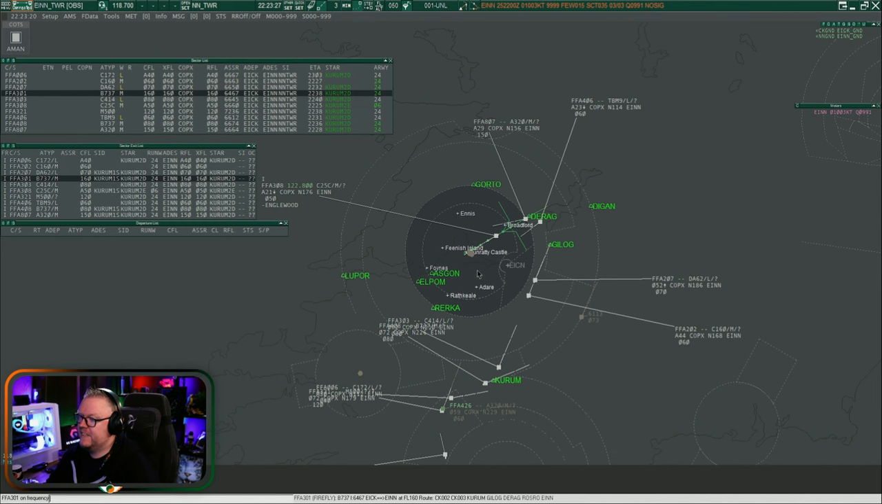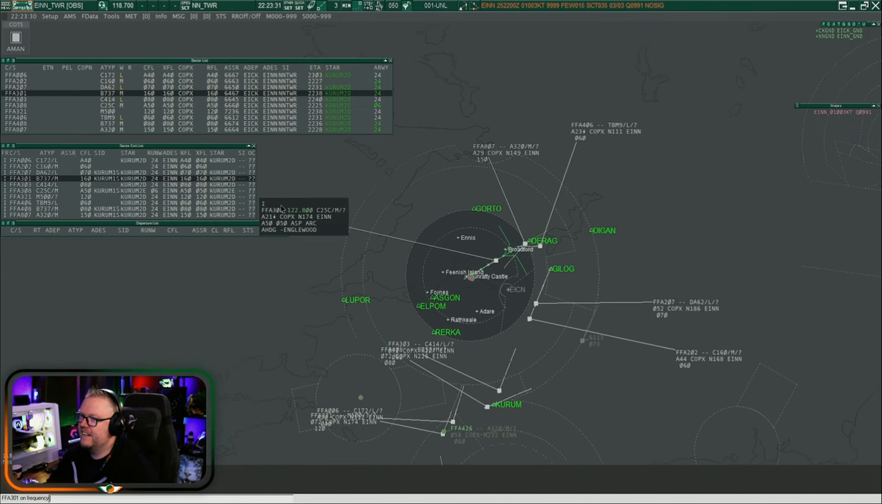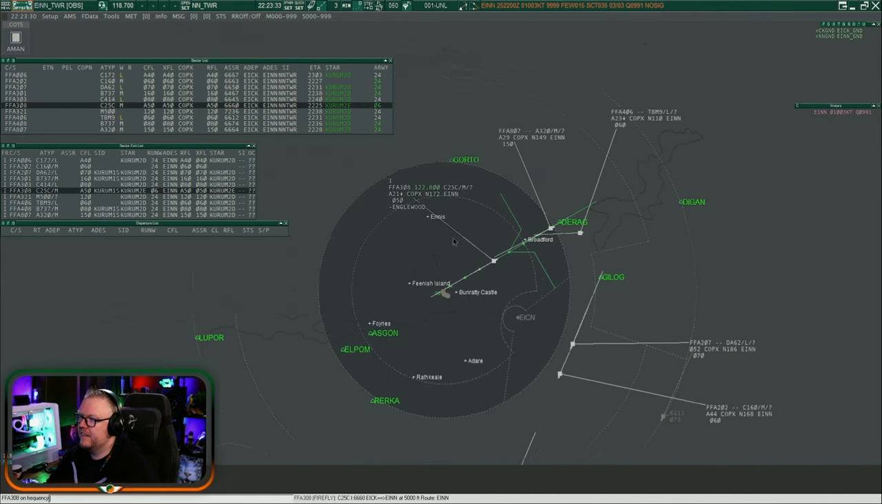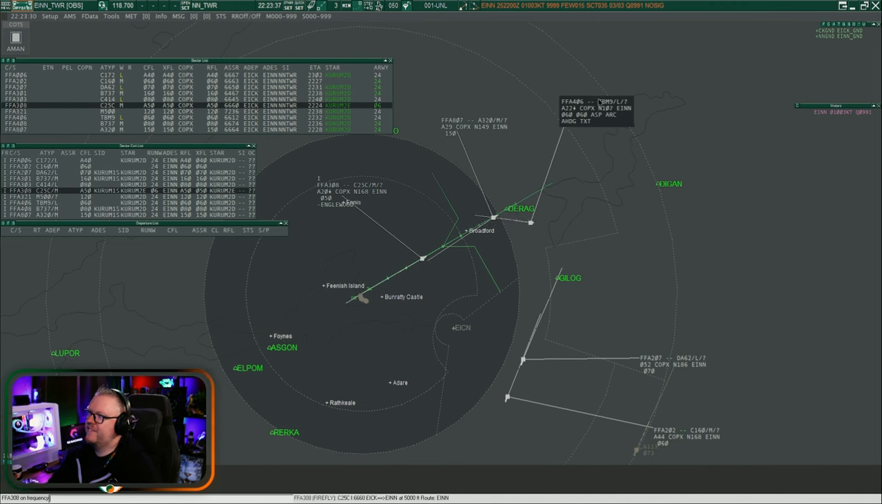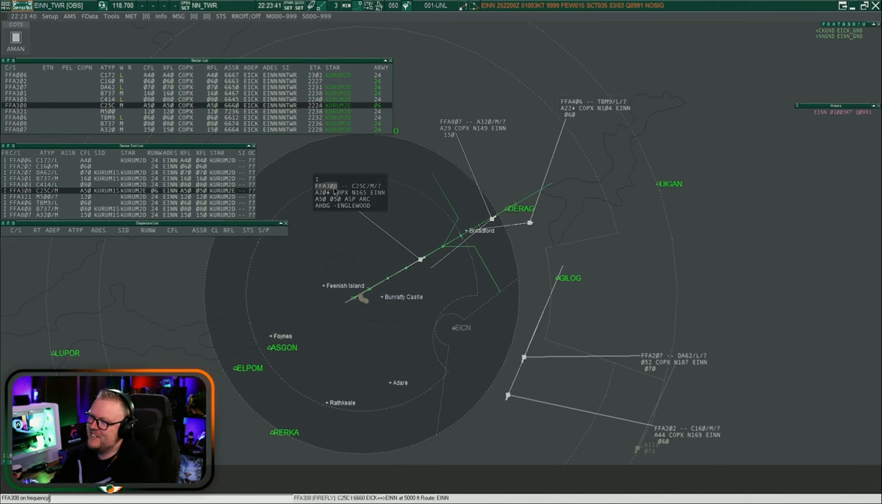This is pretty mad looking, though, isn't it? Look at the traffic coming in. It's brilliant. Right, this should be interesting. That 406 is going to be under pressure. He's going to be under savage pressure.